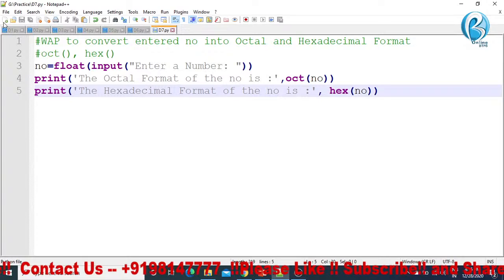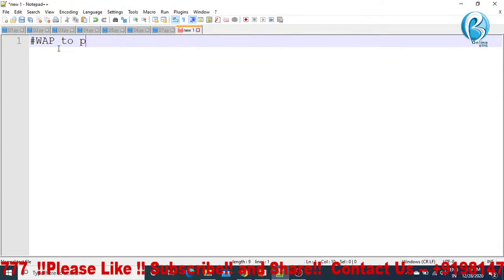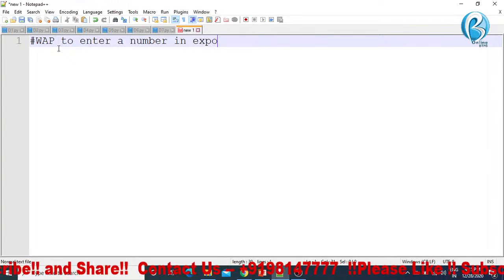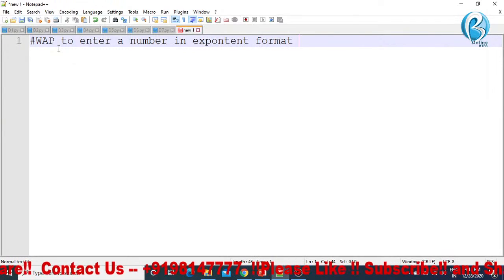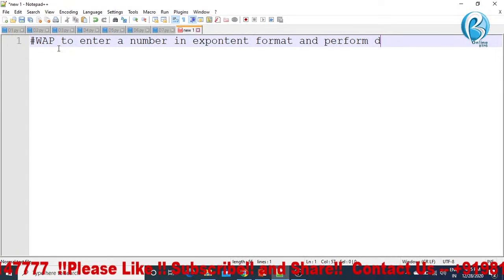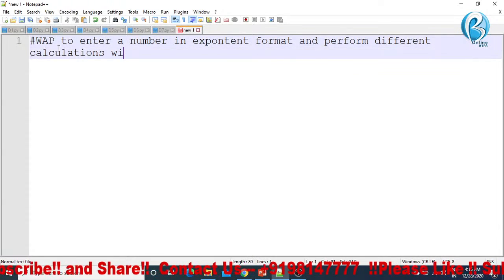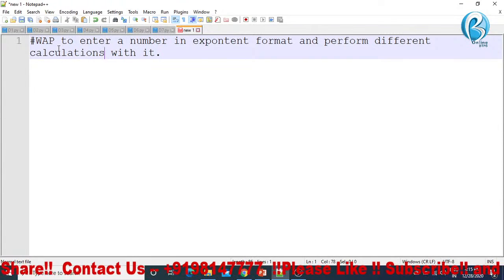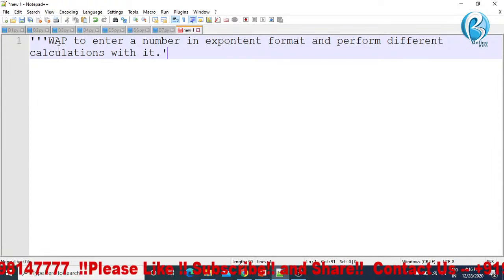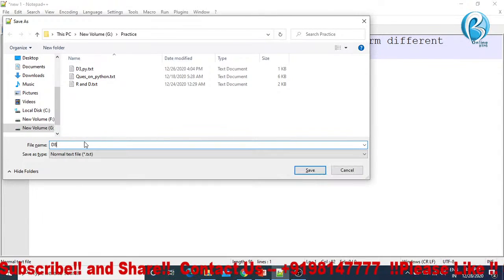So the question is, write a program to enter a number in exponent format and perform different calculations with it. Let's make it a multi-line comment, right? This is what a multi-line comment is. Let's save it as d8.py.